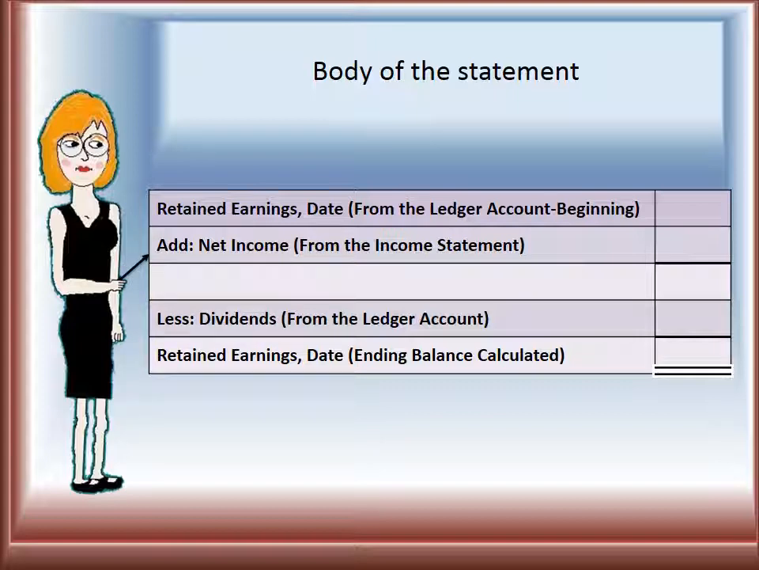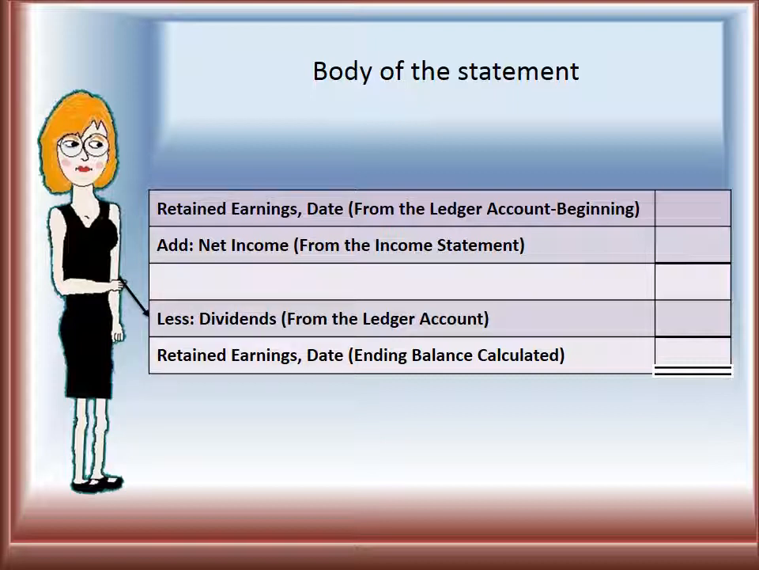Next, you're going to add your net income from the income statement at the end. It is very important that you do the income statement before you do the retained earnings statement, because if you don't, then you won't have the net income for this. We will be adding that to the retained earnings. This line has traditionally never had a title, but it is simply where we add the beginning retained earnings to the net income.